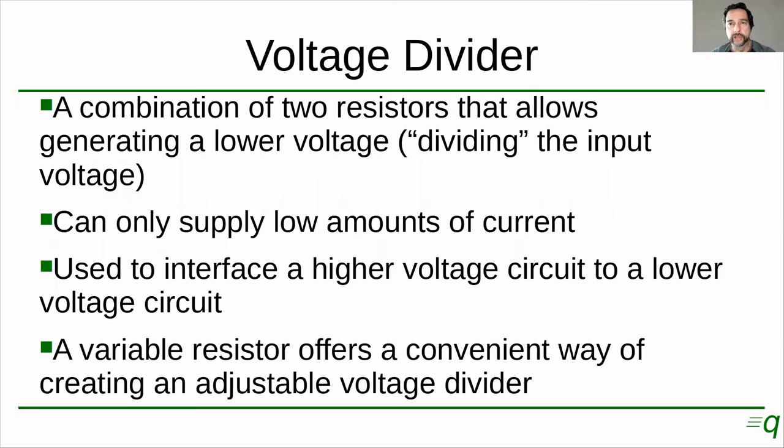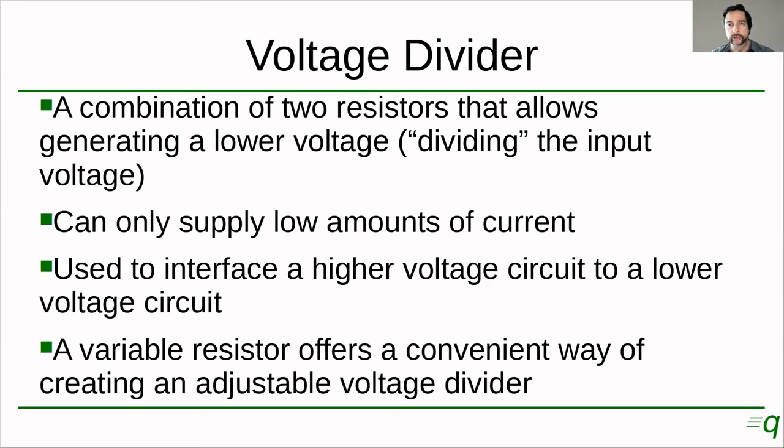We also studied the voltage divider, which is really two resistors in series, where you take the voltage over one of them. It allows you to generate a lower voltage by dividing the input voltage by a factor that depends on the resistors. It can only supply a low amount of current. One example of use is interfacing a higher voltage circuit to a lower voltage circuit. In the example, we saw how we can interface a circuit that's powered with 24 volts to another circuit that is powered with 5 volts.